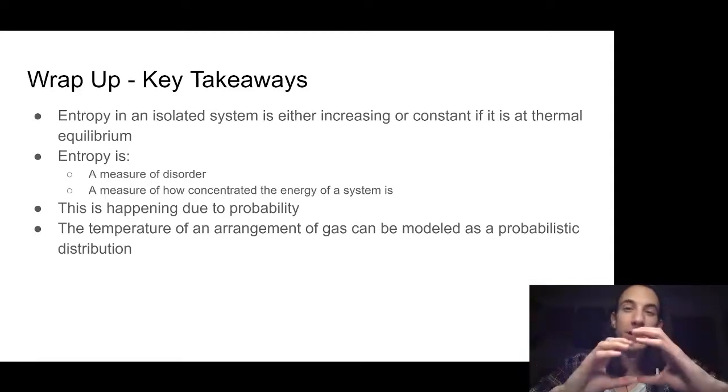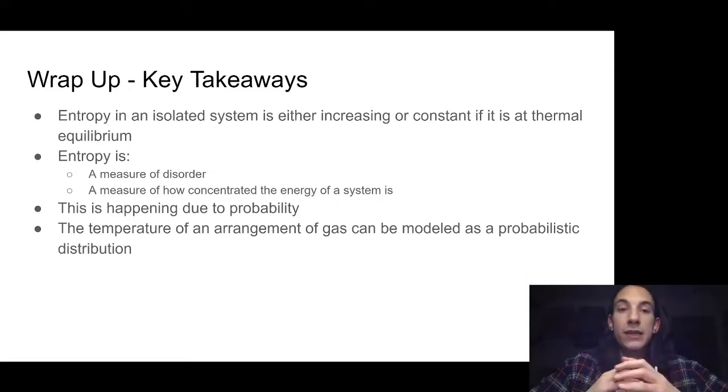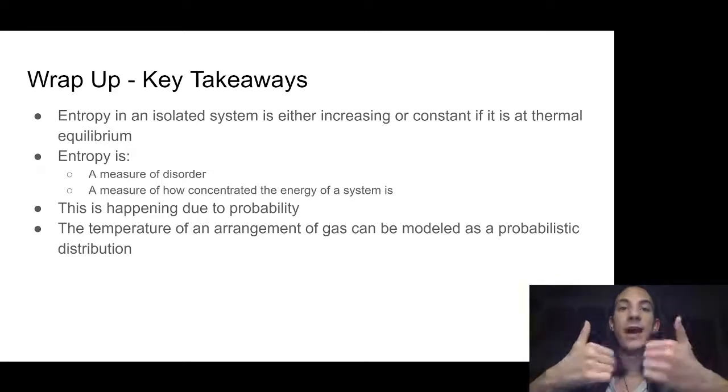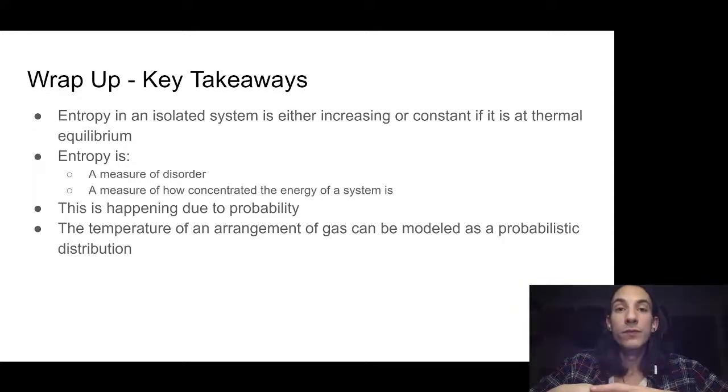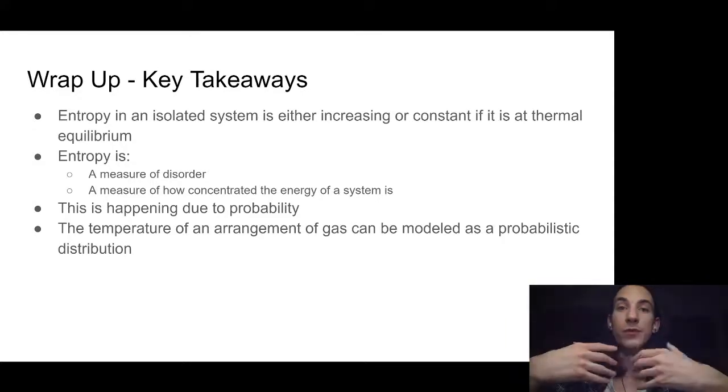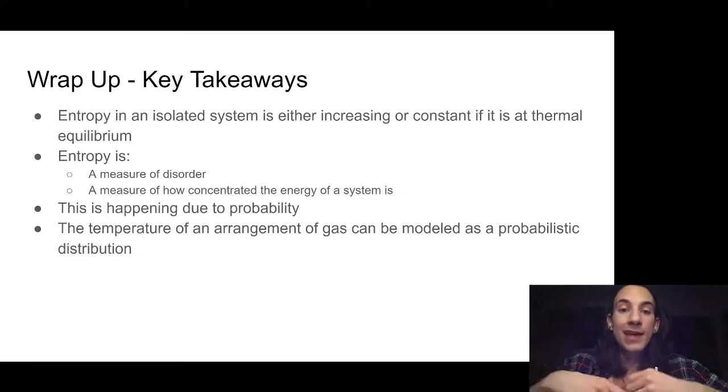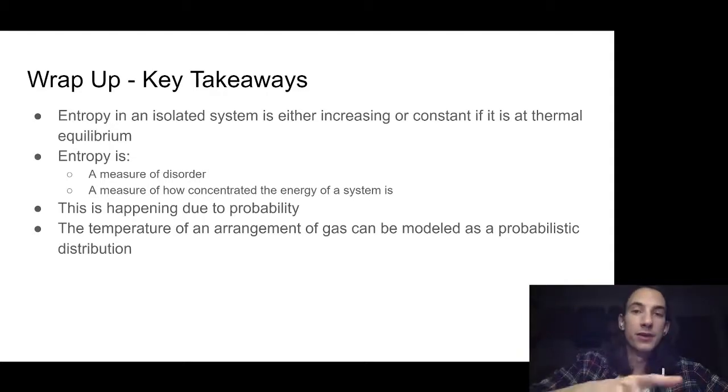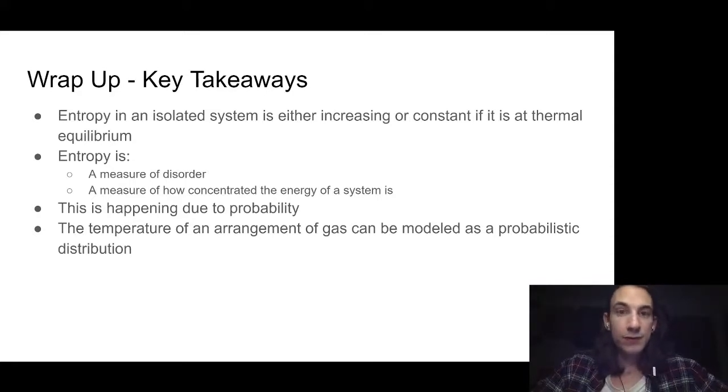If our energy is very concentrated in a few particles or in a few locations, then we have low entropy. But if our energy is more spread out over multiple particles or over multiple locations, then we have higher entropy. This is all fueled by probability. What is the most probable state that we could be in? And then finally, we said the temperature of an arrangement of gas can be modeled as a probabilistic distribution. So we said, oh yeah, we could track out the energies based on this Boltzmann distribution. And that's kind of the review lecture for that.